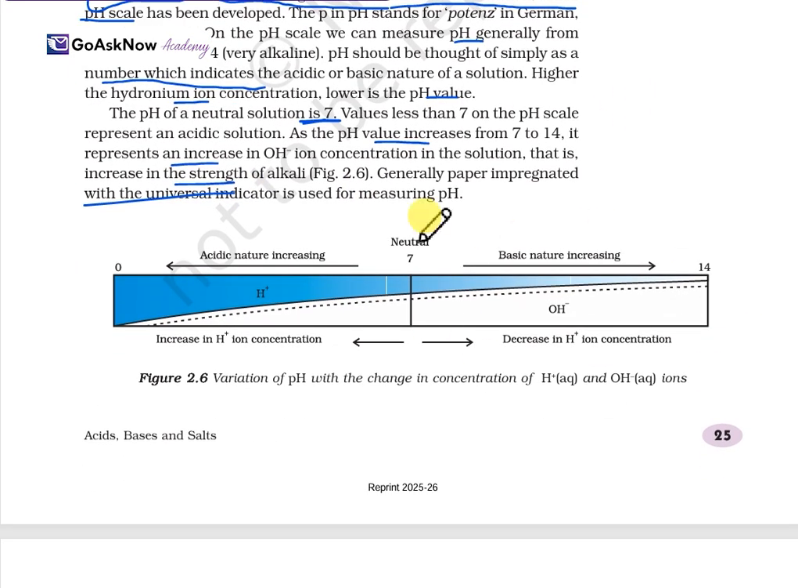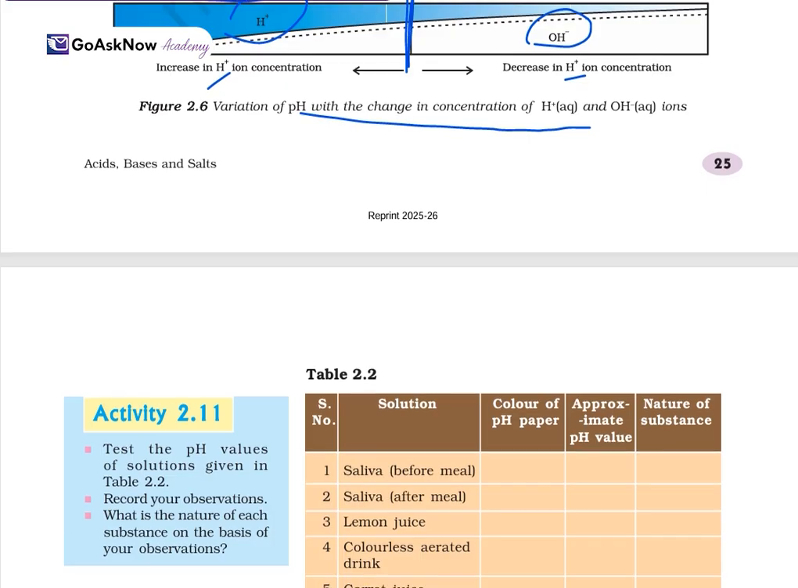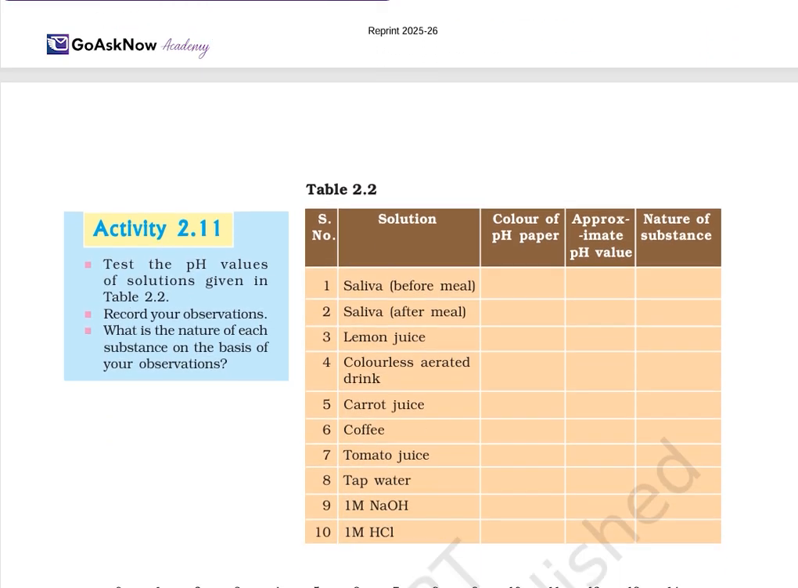So this is all about the pH, how we can represent it. Our scale is there from 0 to 7, acidic nature simply increasing from here. And from 7 to 14, basic nature is increasing, and 7 is the neutral part. There is an increase in H plus ion concentration, and a decrease in H plus ion concentration. This is particularly for H plus, for the acidic thing, and this is for OH minus, for the basic thing. So this is the variation of the pH scale with a change of concentration of H plus and OH minus in aqueous solution. So this is all about the pH scale.